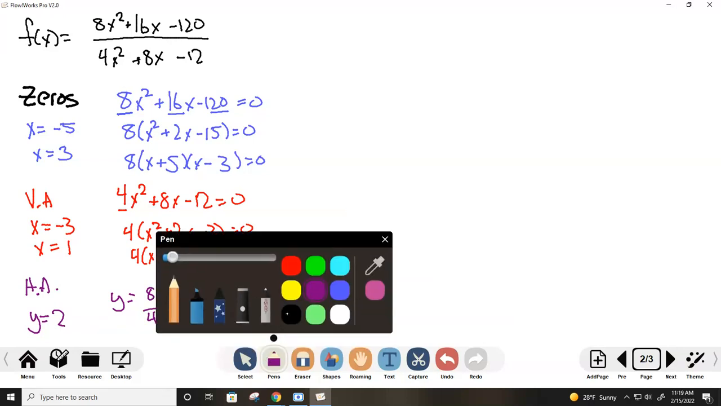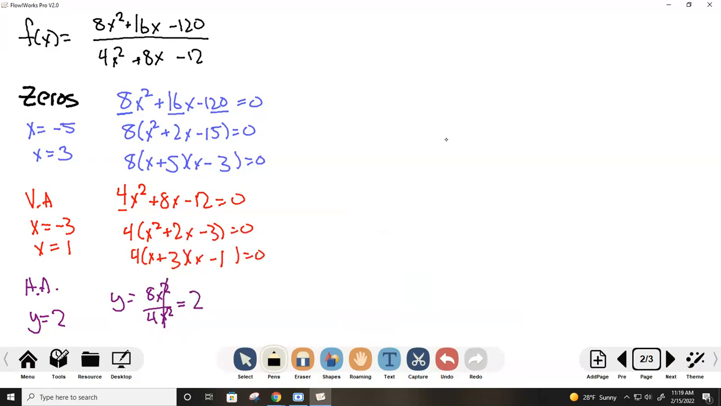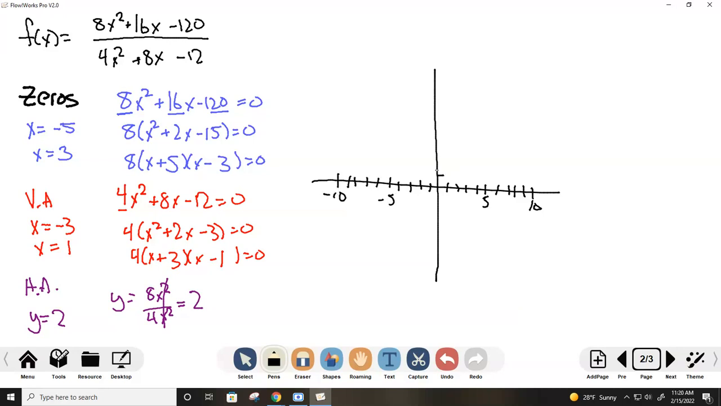So let's start sketching this and see what we get. That's looking much better. It would be better to do this with graph paper, yes, but we're just doing a quick sketch here.